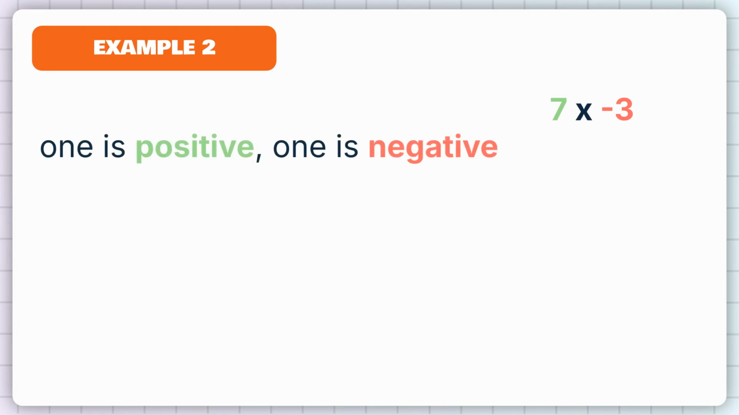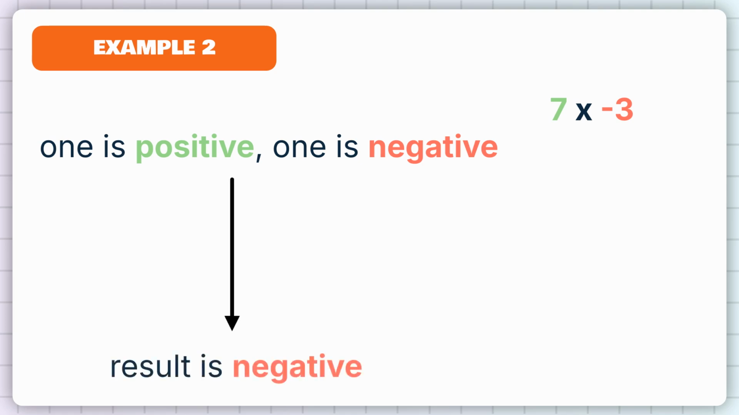Now let's look at 7 times -3. Here, one number is positive and the other is negative. The product of a positive and a negative number is a negative number. We can multiply the absolute values. 7 times 3 equals 21. Since one number was negative, the result is negative, so 7 times -3 equals -21.